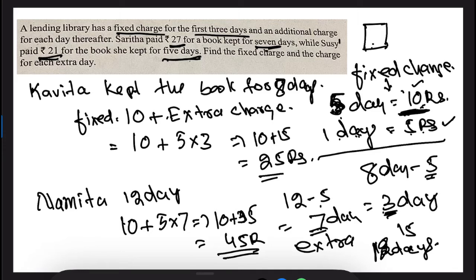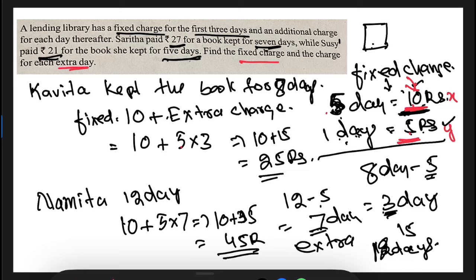This per day we know each day how much? 5 rupees. We know this value. And we know 5 days for that fixed charge value, we know 10, but here he didn't say, he said to find the fixed charge, and find the charge for each extra day. So these two things, in this case, one can take x and one take y.